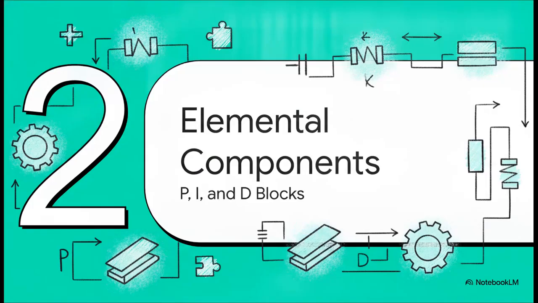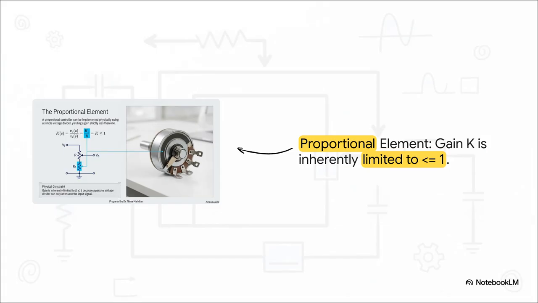Moving right along to section 2, the elemental components. First up on the bench is the proportional element. Physically, this controller is implemented using a super simple voltage divider. We've got our input voltage, Vi, going through a variable resistor or potentiometer that's split into R and R1. The transfer function, K(s), is just Vo(s)/Vi(s), which equals R1/R.